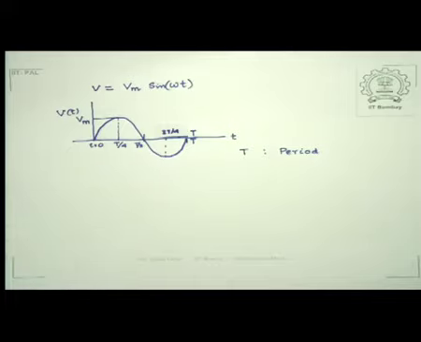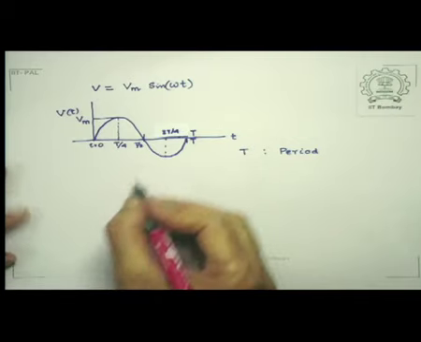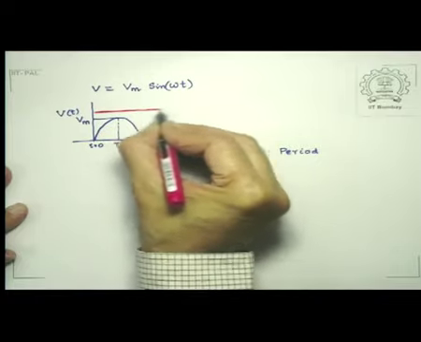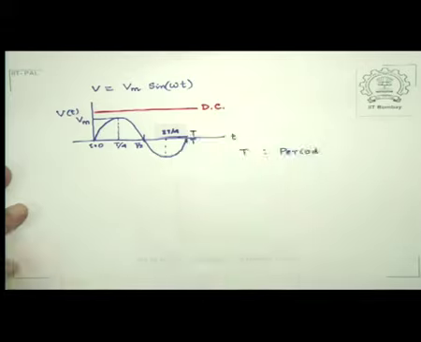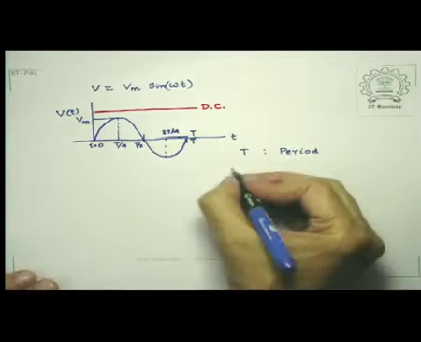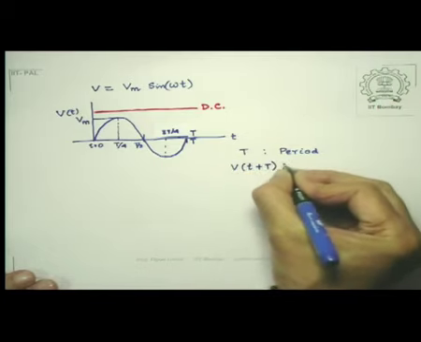Now if you want to compare this graph with that of what happens in a DC circuit, the DC means there is no time variation. So this is the DC voltage. So this definition is V of time t plus T is equal to V of t.